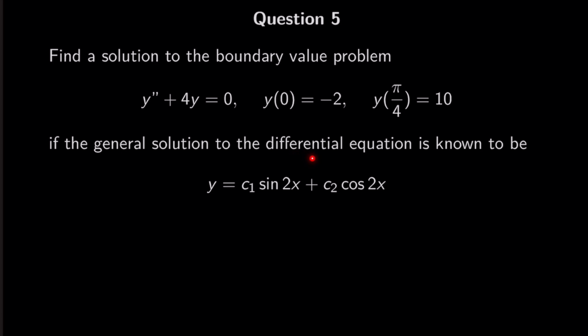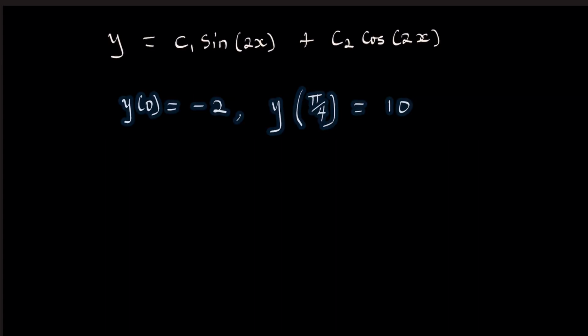If the general solution to the differential equation is known to be y is equal to c1 sine of 2x plus c2 cosine of 2x. Since we don't have any y prime, there is no need to differentiate this, right? So we just have to substitute these values into our general solution, then we solve the resulting system. And so when x is equal to 0, we have y to be minus 2.